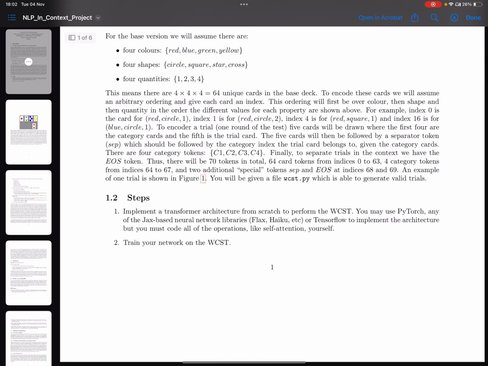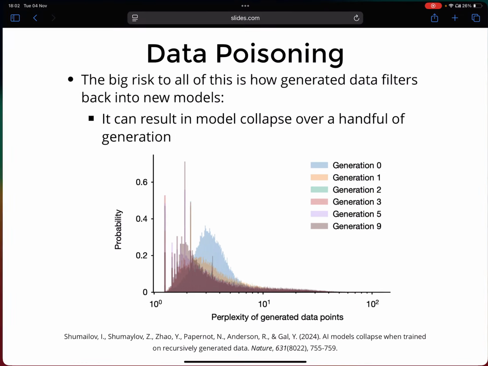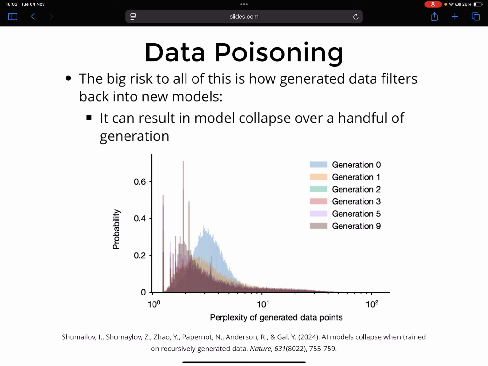And I do hope that some of you end up taking NLP further and dealing with some of these more pressing issues like data poisoning, sparsity and modularity and stuff like that. Because again, I think there is a lot of impact to be made here.